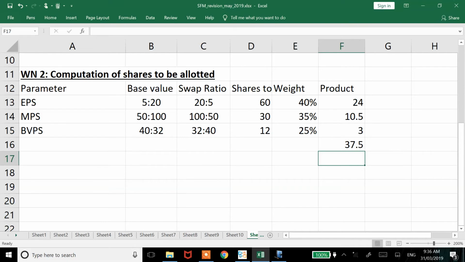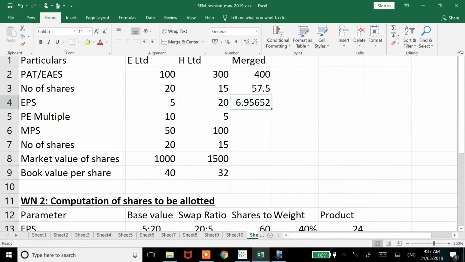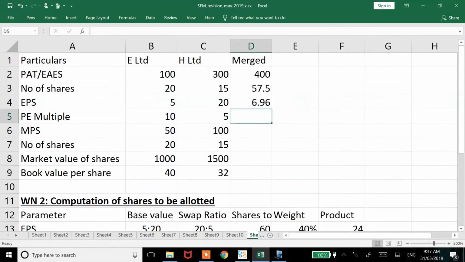Any doubts on that? We'll fill the table and then answer other parts of the question. I'll add them: 100 plus 300, 400. 100 plus 300, 20 plus 37.5, you get the EPS, which is 6.9565. You can maybe work with 2 decimals also. EPS is 6.96.